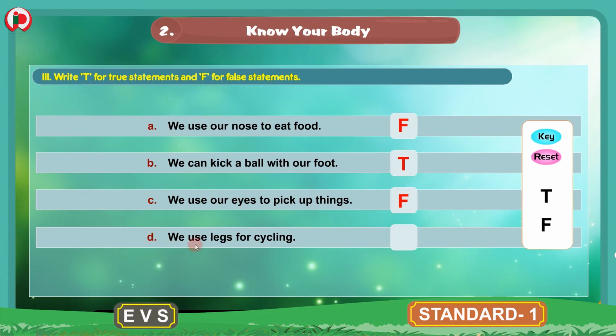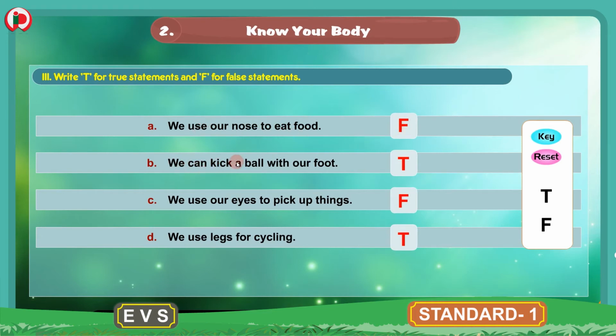D. We use legs for cycling. Yes, this is a true statement. So we will put T for true. We use our nose to eat food. This is a false statement. So we have put F.